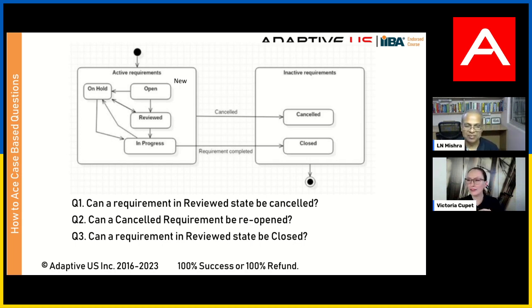And we have some answers for question number 3, Ellen. Oh, wow. Okay. So if you observe, the completed state is coming from in progress.